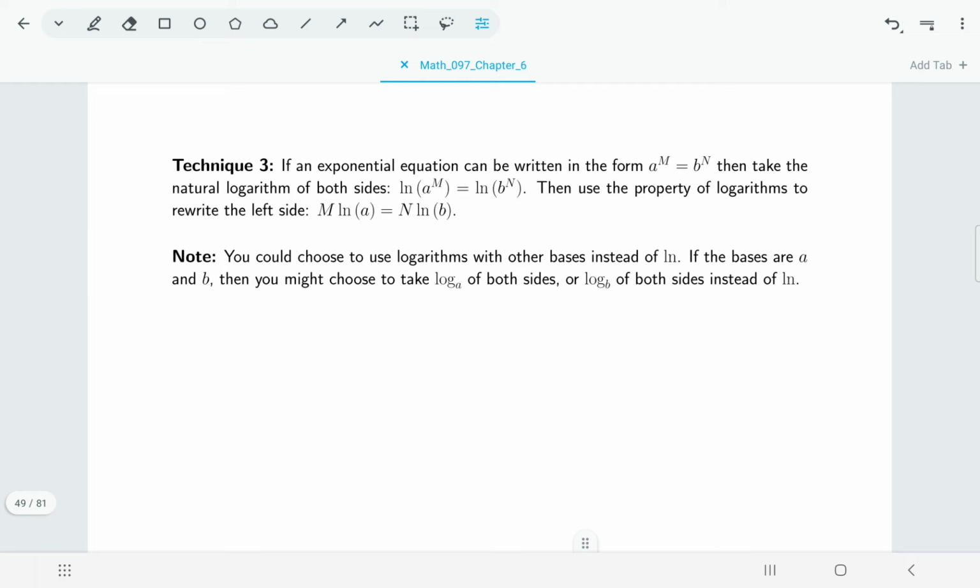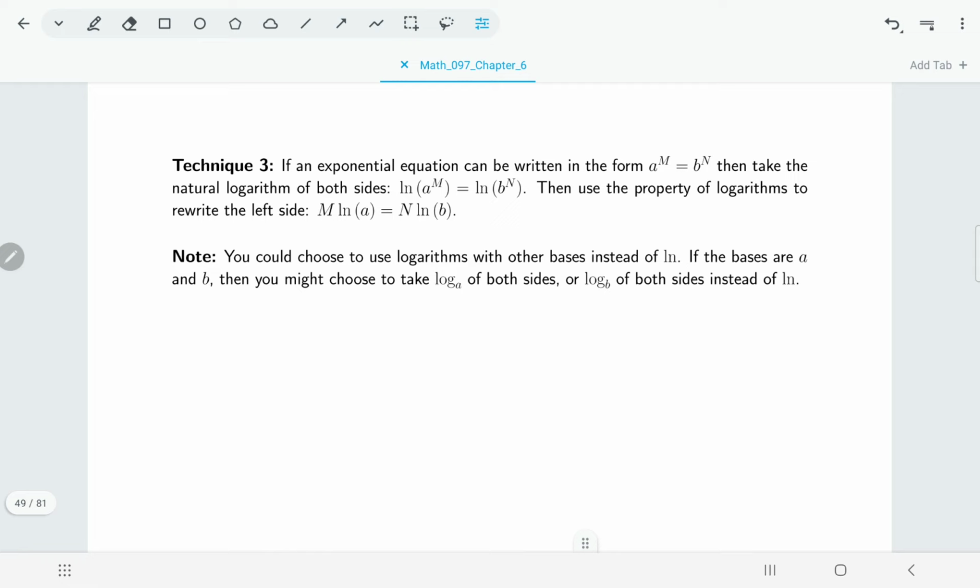But the other option might be, instead of using natural log of both sides, you might use a log with a different base instead. So, of course, the obvious choice is here, since one of our exponential functions is base a, you might decide to take log base a of both sides. Or, since the base of another one of these is b, you might decide to take log base b of both sides. Of course, if you're using natural log, that'll give you an answer that you can plug into your calculator and get a decimal value if you needed it. But if you're looking for an exact value, it might be faster or easier to use log base a or log base b instead.